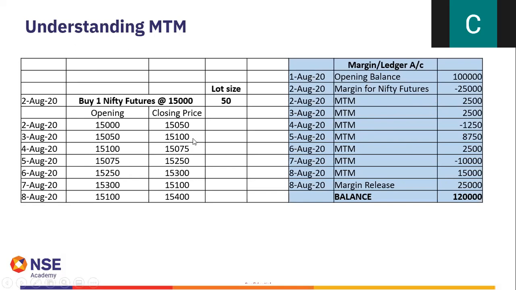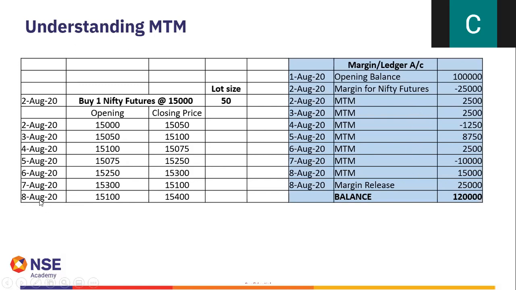Similarly, on 3rd August also, you have not closed the account. You are still holding the position. That's why a notional credit of 2,500 will be given. Going further, 4th August, it's a loss of 25 rupees, 25 multiplied by 50, 1,250 will be my loss. 5th August, a profit of 250 minus 75. So daily this MTM will be calculated.